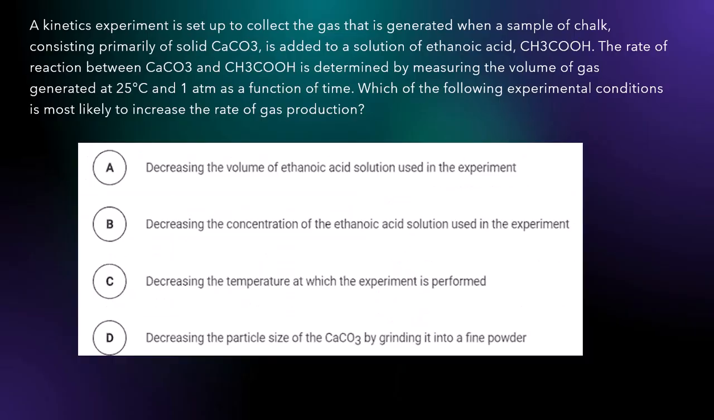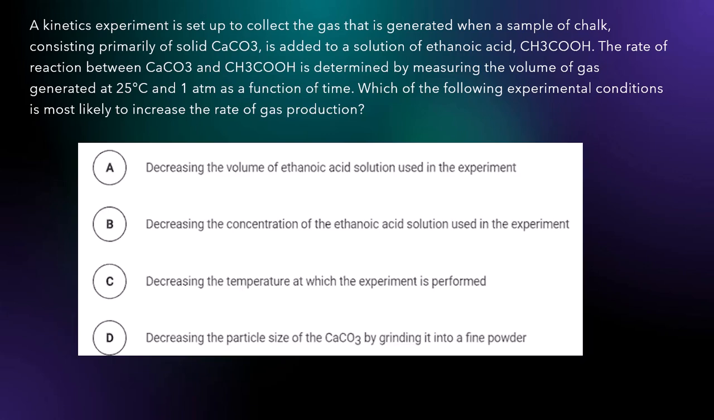Okay, next, the kinetics experiment is set up to collect the gas that is generated when a sample of chalk consisting primarily of solid CaCO3 is added to a solution of ethanoic acid. The rate of reaction between CaCO3 and CH3COOH is determined by measuring the volume of gas generated at 25 degrees Celsius, 1 atm as a function of time. Which of the following experimental conditions is most likely to increase the rate of gas production? So we're talking about increased reaction rate. So which one of these is going to increase the reaction rate?